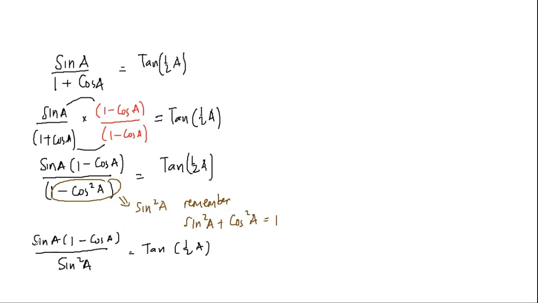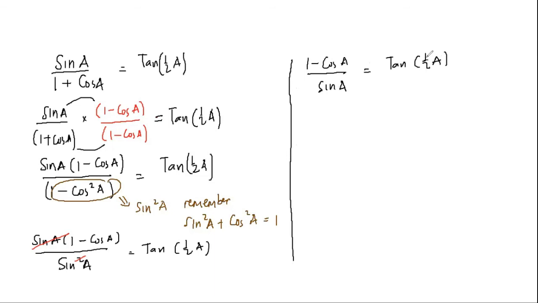Okay, now to simplify, cancel, right? Okay, next, here. So, 1 minus cosine A over sine A equal tangent a half A, right? Okay, remember here, sine 2 alpha is 2 sine alpha cos alpha, right? Is it clear? Yes, sir.